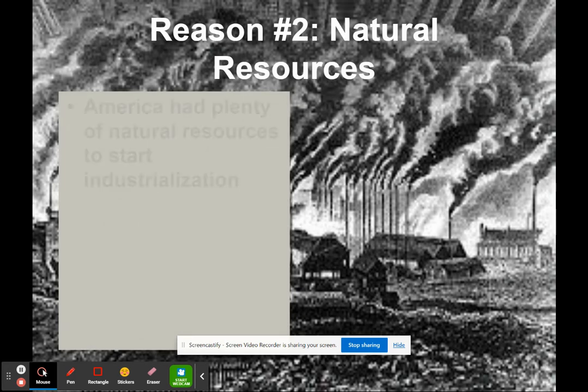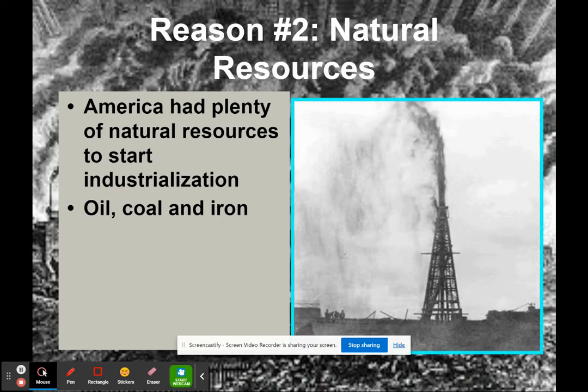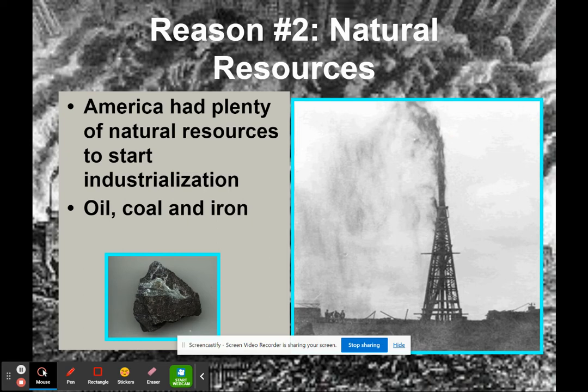So reason number two was natural resources. America had plenty of natural resources to start industrialization. We had oil, coal, and iron. Go ahead and hit pause if you need a few more minutes. And then also, we had the Great Lakes in this area. So that was also another resource that helped us to industrialize. This area of the United States around the Great Lakes was very much industrialized. Lots of factories, not so much anymore, but lots of factories at the turn of the century.